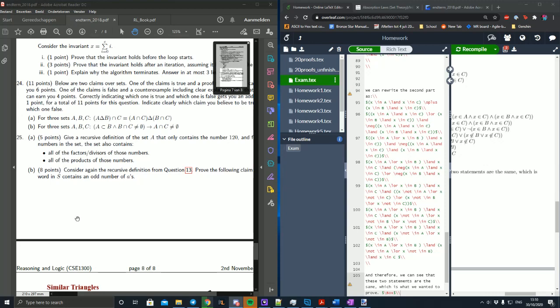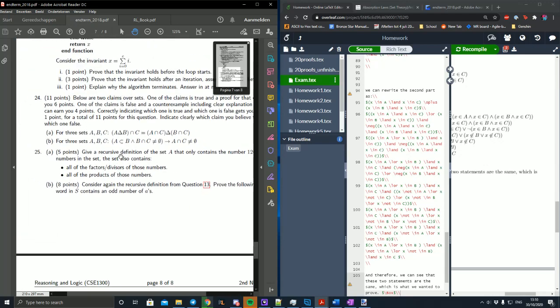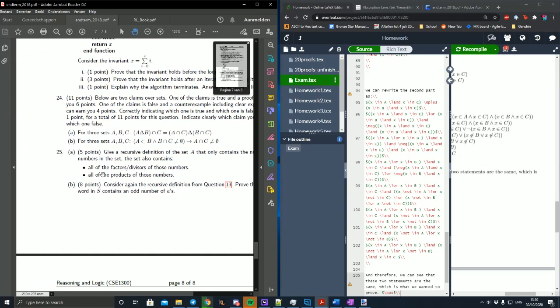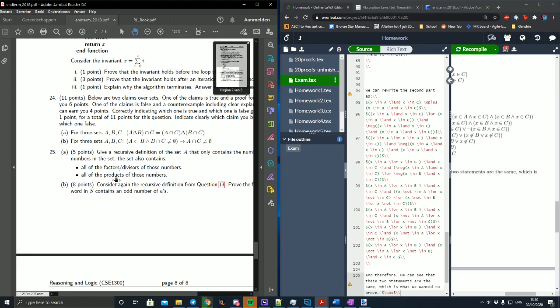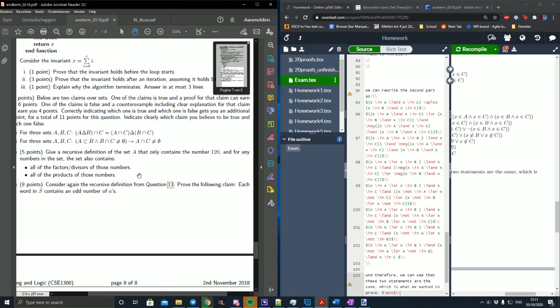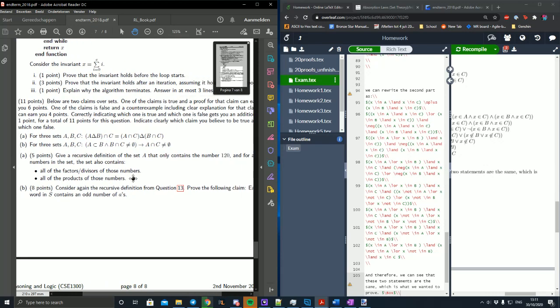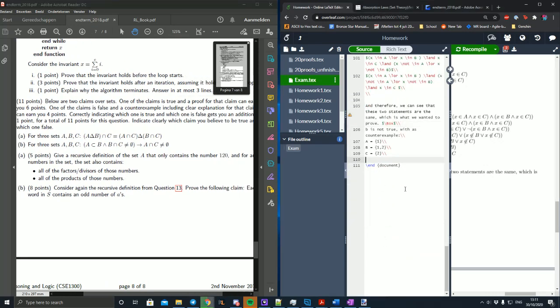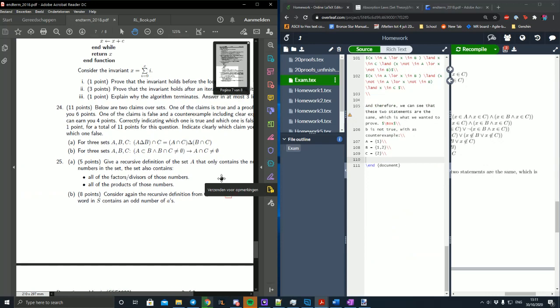Okay, 25. Given the recursive definition of set A that only contains the number 120 and for any numbers in the set also contains all the factors, like divisors, of those numbers and all of the products of those numbers. What? Can you scroll a bit to the right? Oh, we need to give a recursive definition. Like, what? That doesn't make sense. Yeah, we just don't have to worry about if it makes sense or not. We just have to define it.